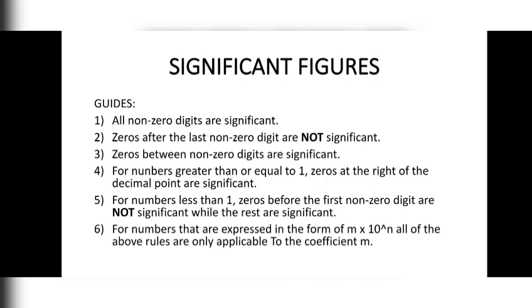Number 5, for numbers less than 1, zeros before the first non-zero digit are not significant, while the rest are significant. Lastly, number 6, for numbers that are expressed in the form of m times 10 to the power of n, all of the above rules are only applicable to the coefficient m.